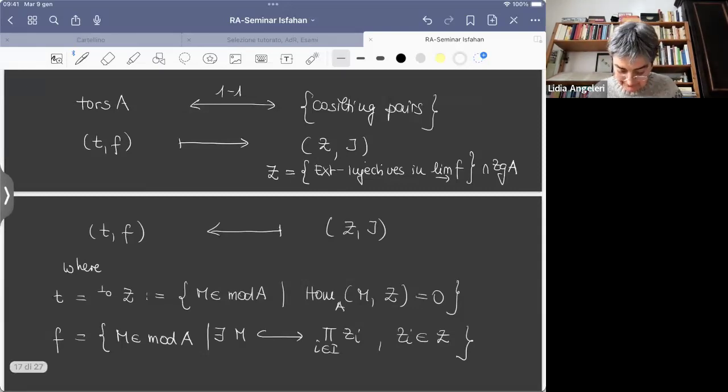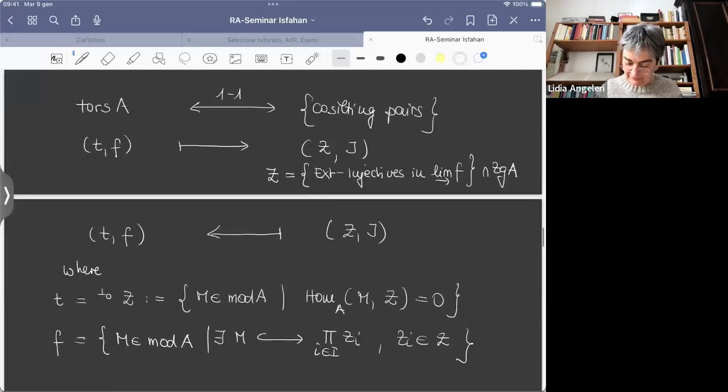Okay, so this was the first statement of the theorem. Now I turn to the second statement.